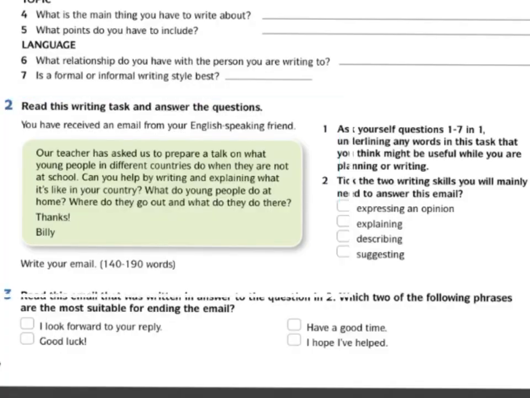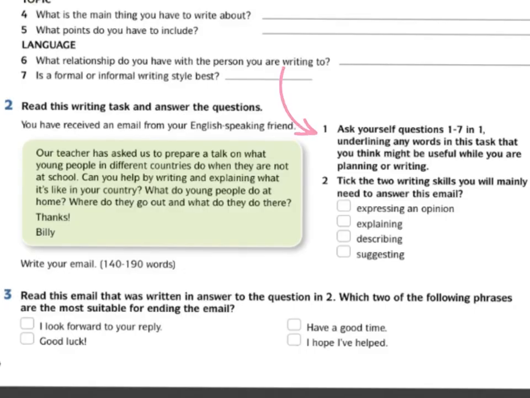Let's look at task 2. You have received an email from your English-speaking friend. Our teacher has asked us to prepare a talk on what young people in different countries do when they are not at school. Can you help by writing and explaining what it's like in your country? What do young people do at home? Where do they go out? And what do they do there? Thanks, Billy. Write your email in 140 to 190 words.